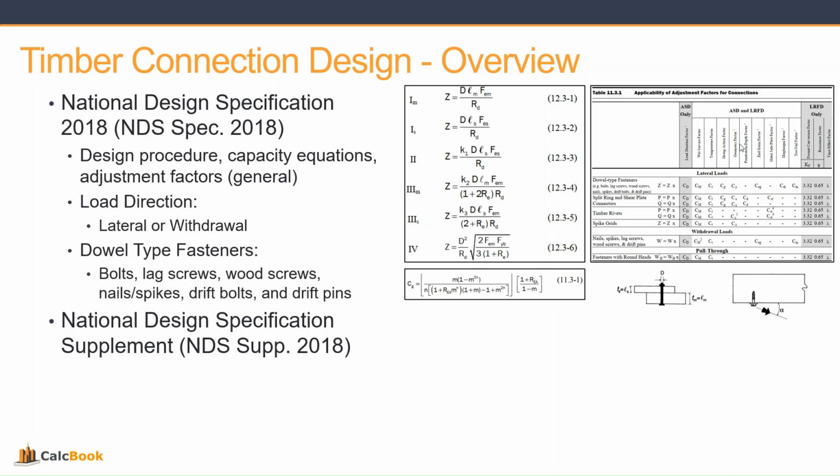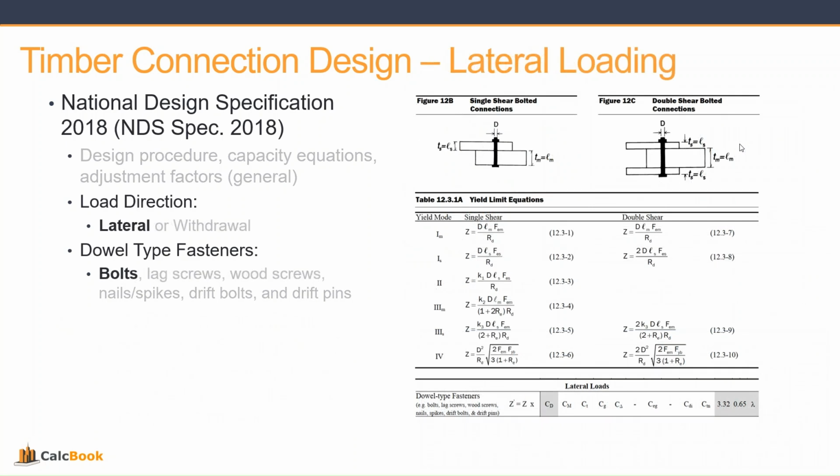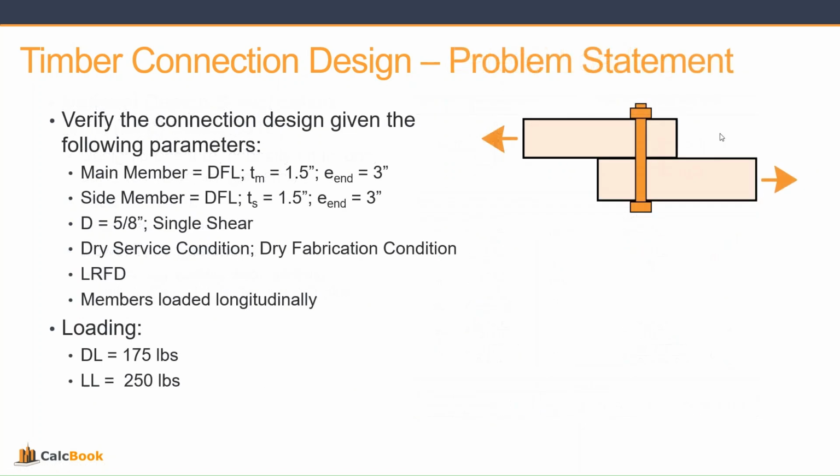So we have bolts, lag screws, wood screws, nails and spikes, drift bolts, and drift pins. The supplement is for your reference design values. We don't use that as much for connection design. That's mostly for member design, but we can still reference it for various properties for the main member and side member, and specific gravity and things like that. So we still may need to reference that during the design. Today we're going to be looking at lateral loading and at bolts. So let's take a look at our problem statement.